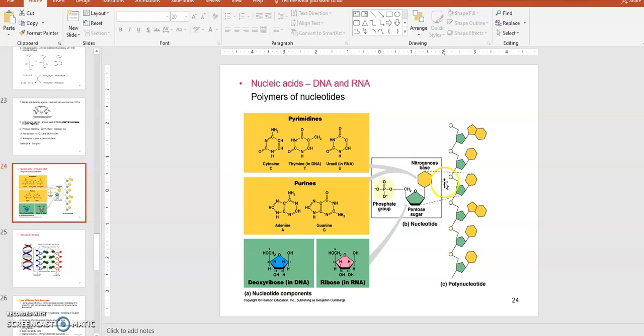The difference is, do you use deoxyribose sugar there? Then it's going to be a DNA. Do you use ribose sugar there? Then that's going to be an RNA molecule. One of the important differences is RNA has uracil in it, but DNA has thymine in it. Okay, so which base it has also determines the integrity of DNA or RNA as well.